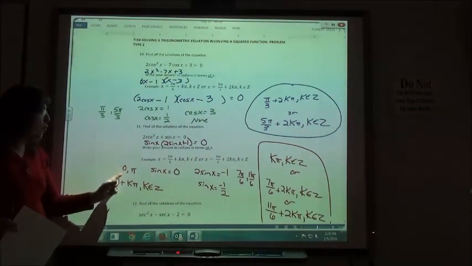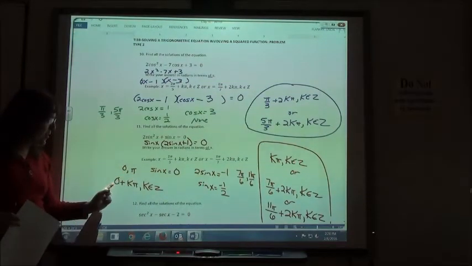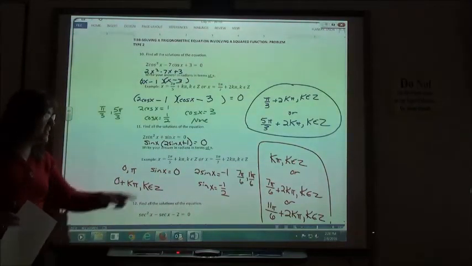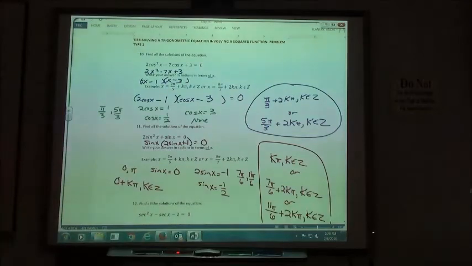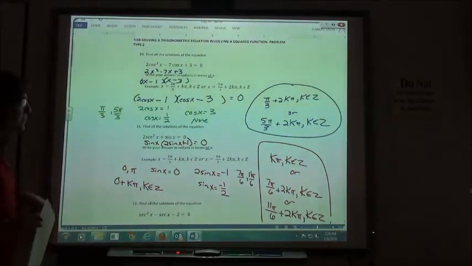Normally I will have 4, but this one I could combine together. 0 plus k pi, which is just k pi. And then I have my 7 pi over 6 plus 2k pi, and my 11 pi over 6 plus 2k pi.